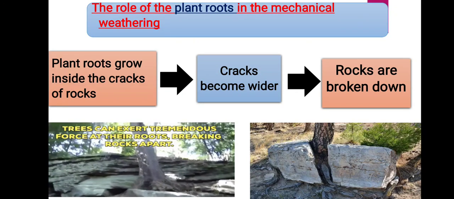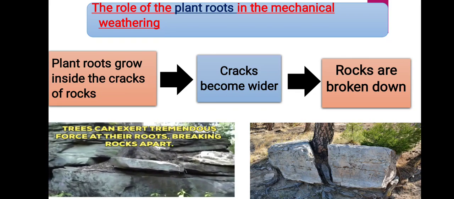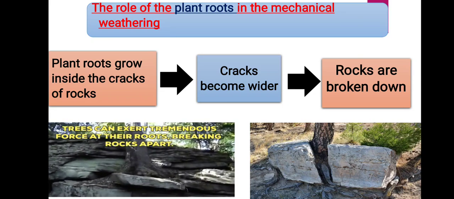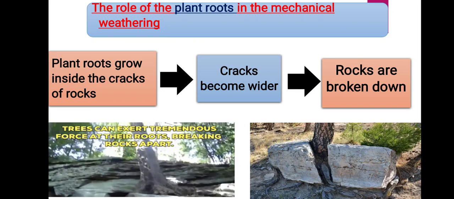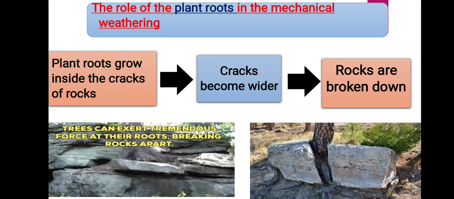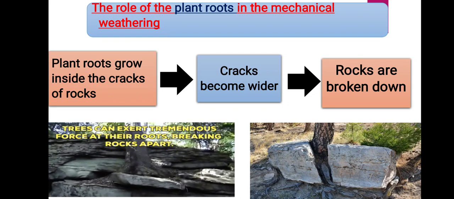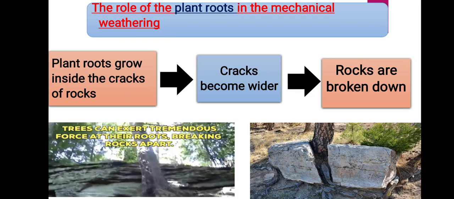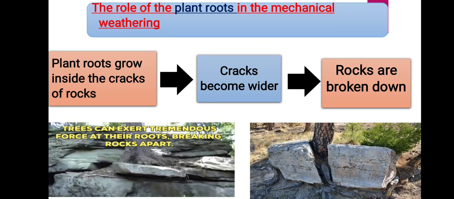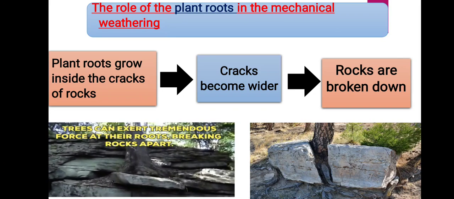Number three, the plant roots. How can the plant roots help in mechanical weathering? Sometimes some plants can grow above the rock or in the rock, and the roots of the plant can grow inside the rock, as we can see in this picture. The roots can make cracks in the rock.